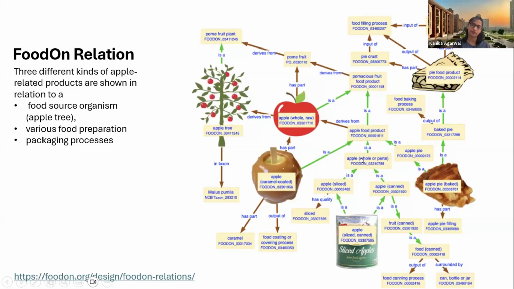Was it a slice of a whole apple or a part of an apple? Again, it was part of an apple food product, which was derived from a whole apple, which came from this plant, basically. You can also look at the processing. So was this fruit canned? What was the output and what was it surrounded by? Was it surrounded by a can, bottle, or jar, right?